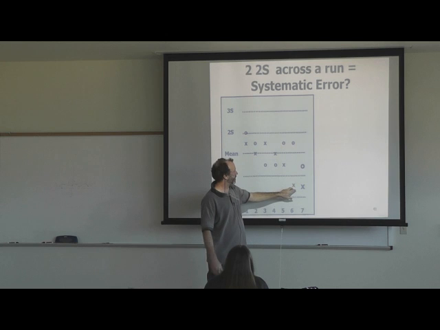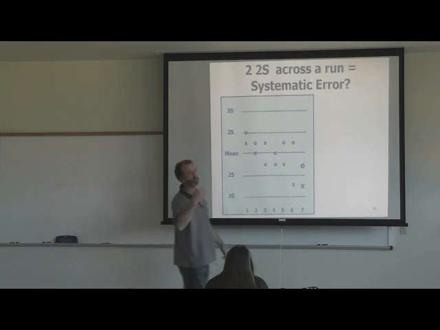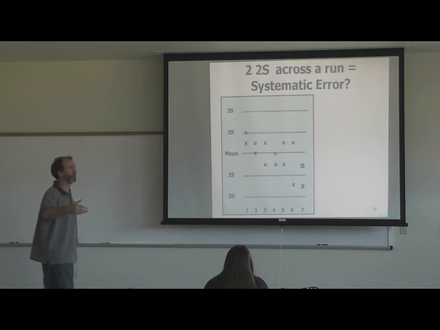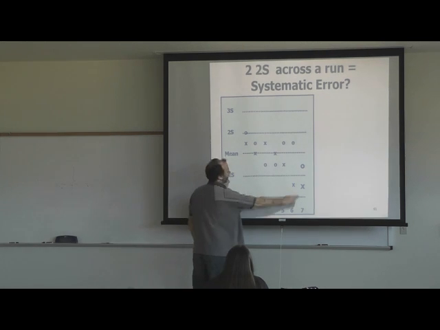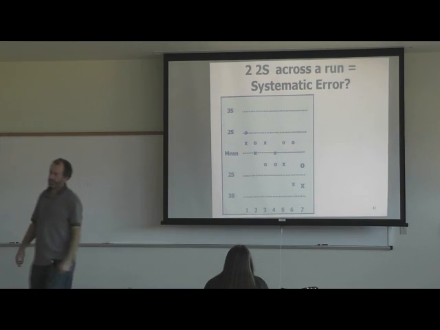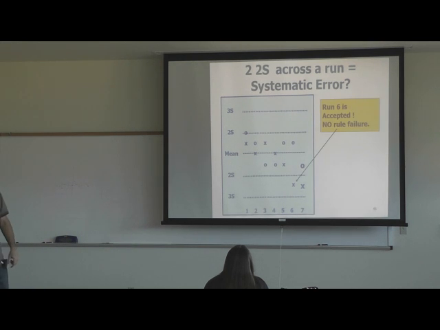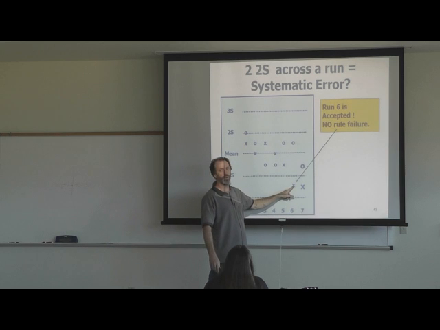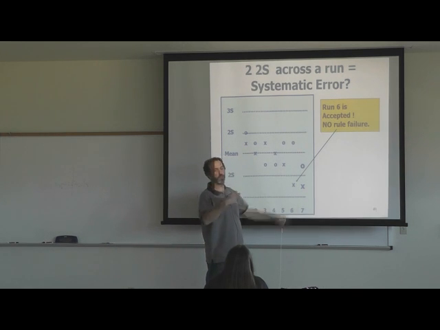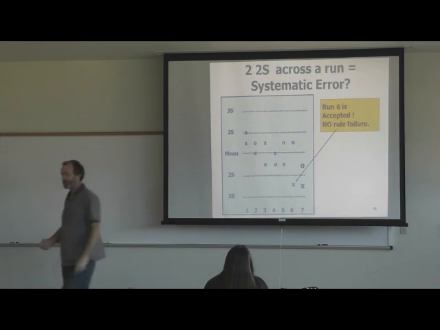So we have 2 samples that are 2 standard deviations, and these are consecutive runs. So that's a 2S violation again. Like I said, run 6 is accepted. There's no rule failure when you just have 1 that's greater than 2. If you have 2 that are greater than 2, then that's an issue.